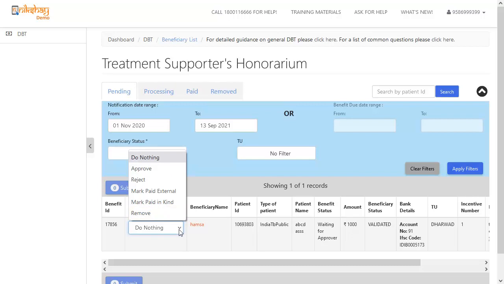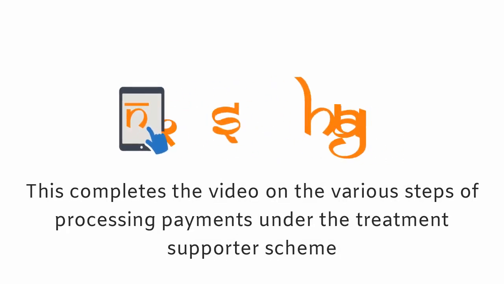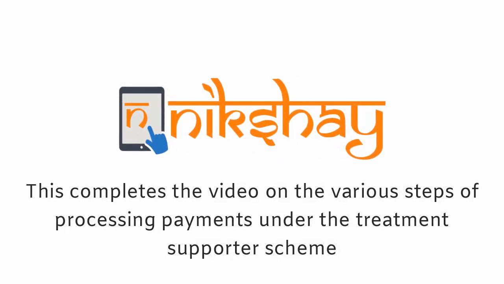After checking that all details in the record are correct, click on the Approve option. In this way, the benefit to the treatment supporter is finally approved. This completes the video on the various steps of processing payments under the treatment supporter scheme.